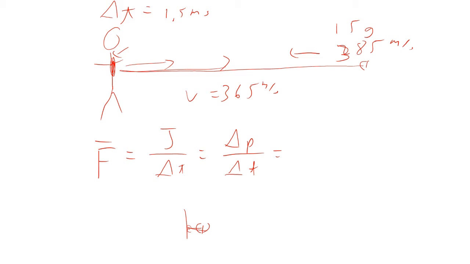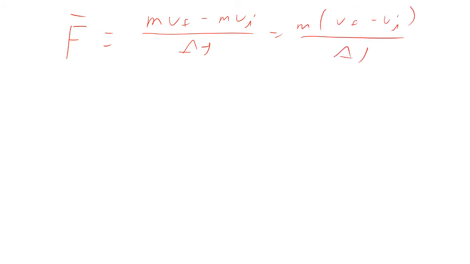Okay, so this is the initial velocity. This is the final velocity. Well, the initial velocity is negative because it's going in a different direction than the positive. So the change of momentum is going to be P final minus P initial over time. And so the force is going to be m v final minus m v initial over the time interval, so that's m times v final minus v initial over the time.